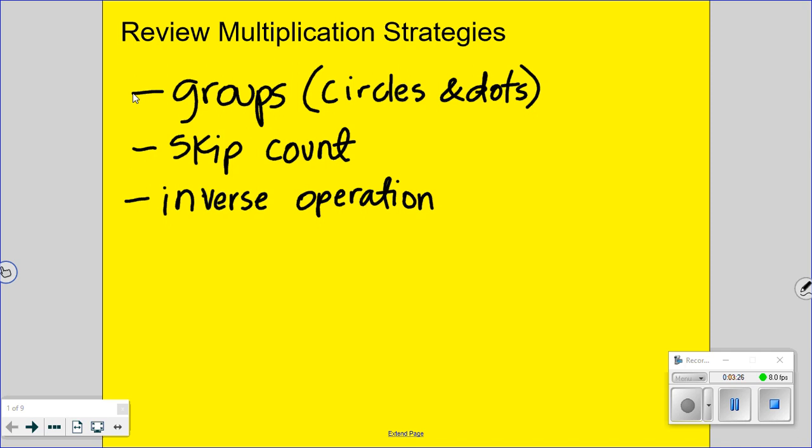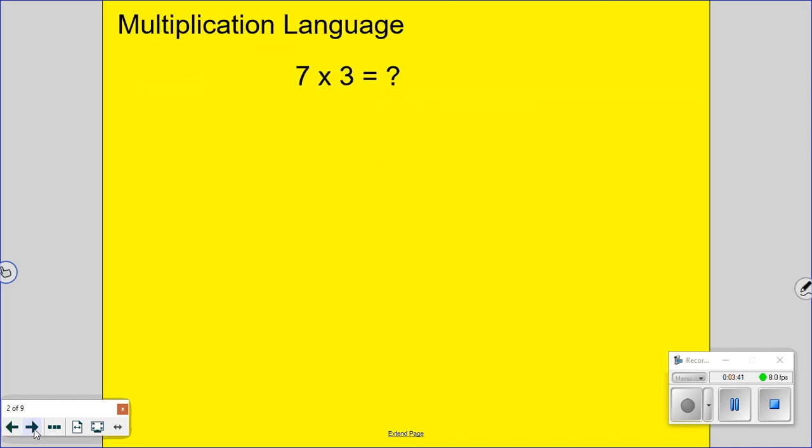So what we're going to do today is we're going to look at three, I think, of the biggest strategies we learned. So if you would please, we're going to make this thing a subtitle. If you want to make it big, you can. The first strategy we're going to look at today is just multiplication language. Being able to read and understand what it means in English. Go ahead and write multiplication language as our subtitle.